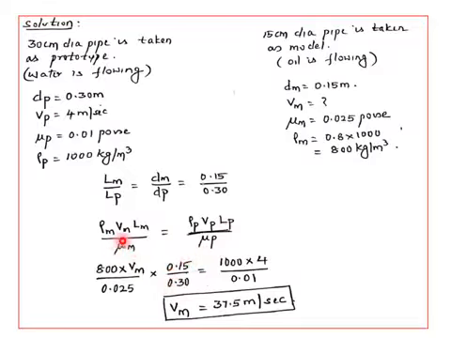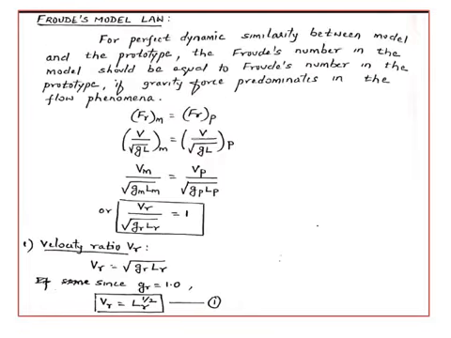Here the dynamic viscosity in the model is given, the dynamic viscosity in the prototype is given, and the density in the prototype is known, which is 1000. The velocity in the prototype is known, which is 4. Therefore the velocity in the model is 37.5 meters per second.